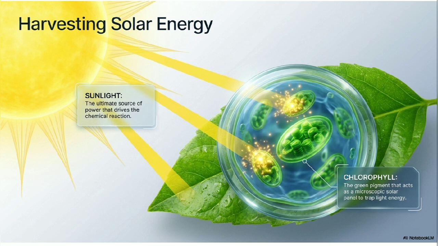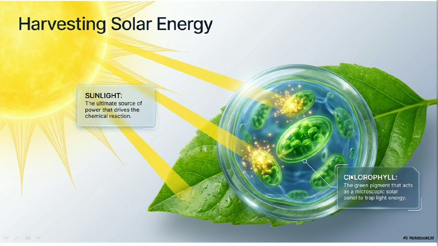Next, the other one is carbon dioxide. What does carbon dioxide do here? Plants take carbon dioxide from the atmosphere. Tiny openings called stomata are present on the surface of the leaves. Through the stomata, the carbon dioxide enters the leaf.